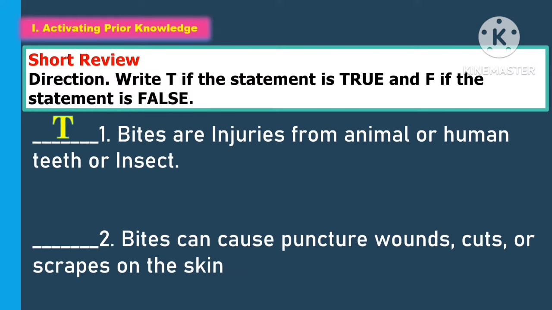In activating the prior knowledge, for the short review, the students will write T if the statement is true and F if the statement is false.